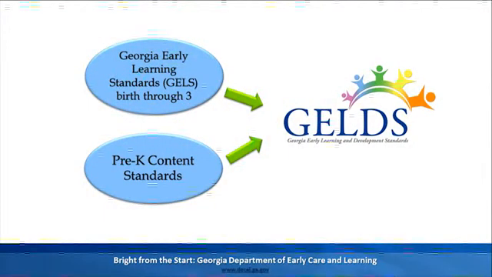So the GELDS, if you'll look at this diagram, we had two sets of standards for birth to 5. We had the Georgia Early Learning Standards for birth to 3, and we also had the pre-K content standards. Now we have one research-based set of standards for birth to 5, the Georgia Early Learning and Development Standards, or GELDS. Just as a review, let's go over the structure and the coding of the new GELDS.